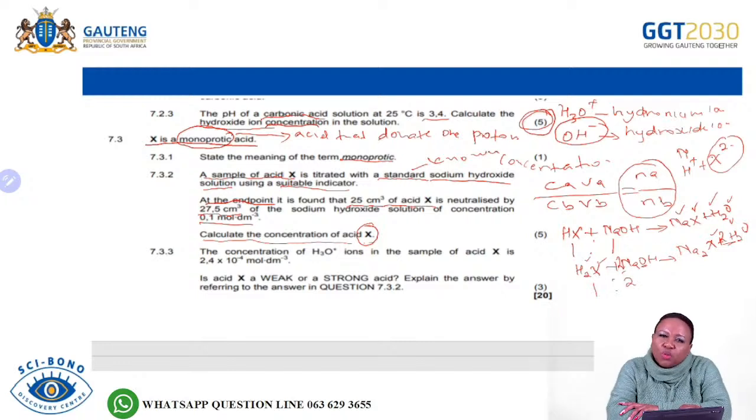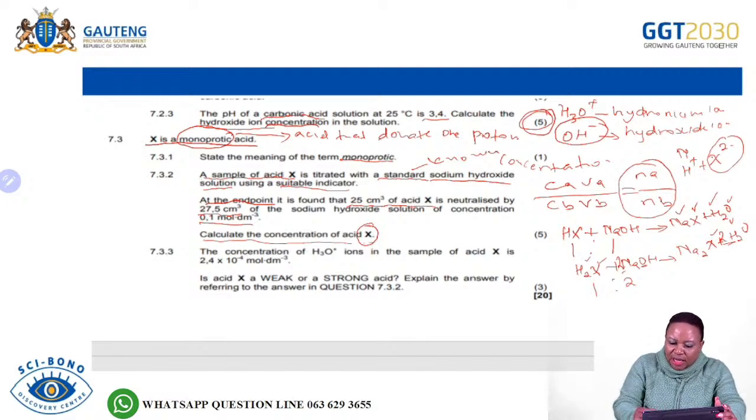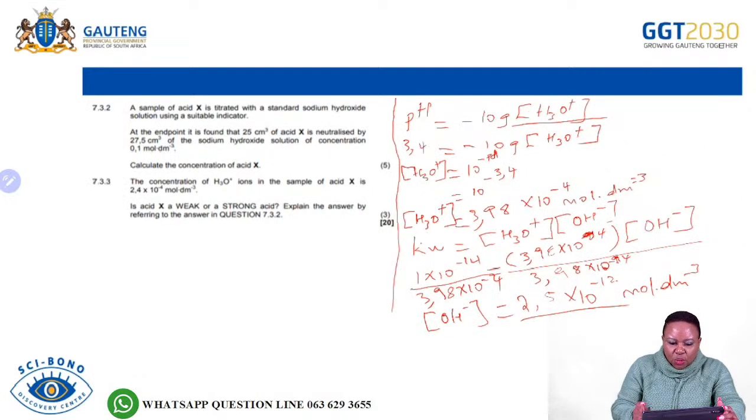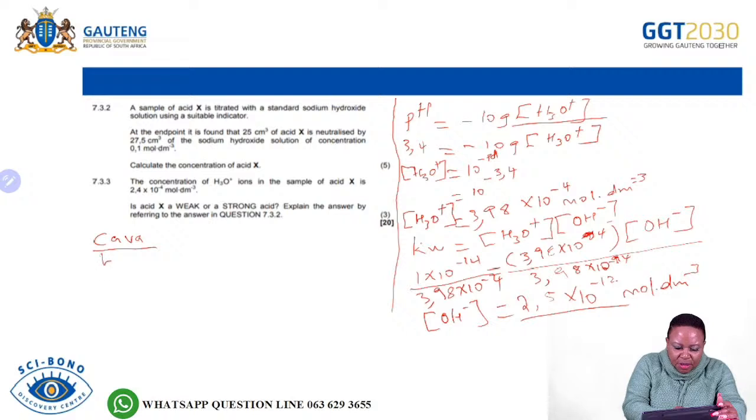So the information that we provided at the top to say this acid is a monoprotic acid is very important for us to know the ratio at which this acid will react with the base. Therefore, we already know now that the acid and the base will react in that ratio. Therefore, let's look at how they are going to react. It means we're going to have CAVA over CBVB, which is equal to NA over NB.